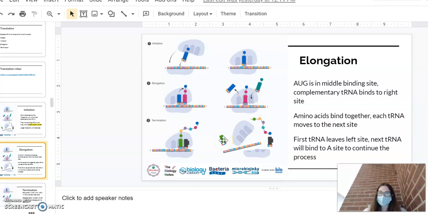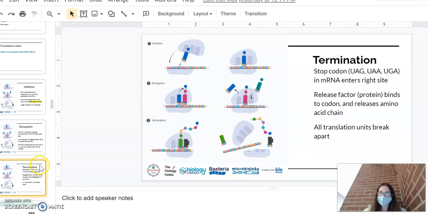And then the first tRNA leaves the binding site, as you can see here, and then this one moves over, and then a new one attaches. As these tRNA molecules are moving in and moving out from left to right, they will start to build this amino acid chain that you can see down here. These will start to become linked together to create the protein.